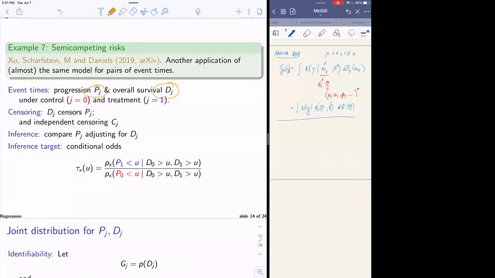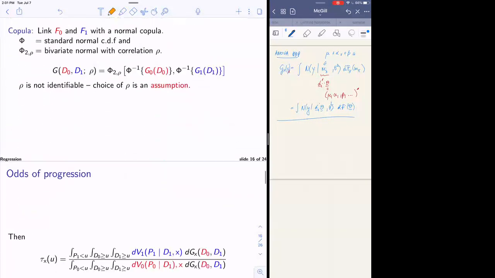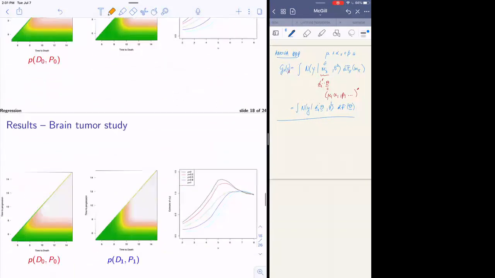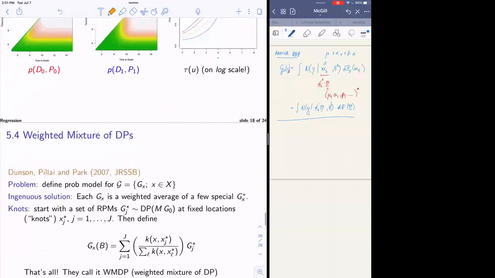In that example, we have bivariate event times. Patients have a pair of progression time and survival time under two treatments, 0 and 1. So we have two pairs of bivariate event times, and appropriate summaries of that is what you report to compare treatments. And again, we use the ANOVA TDP as a prior for these pairs of event times. Maybe that's all I should tell you about this for the moment, and let's jump over the pictures there.